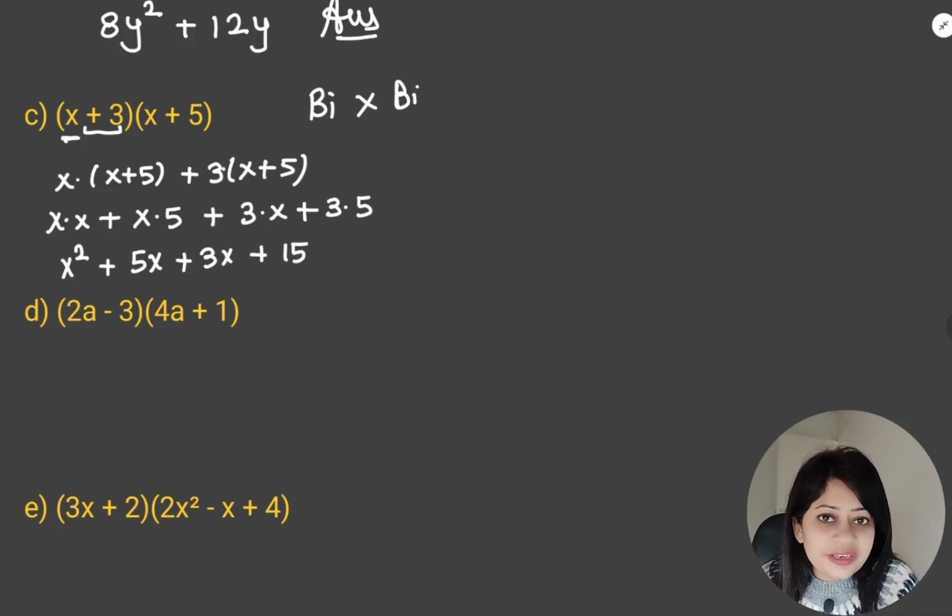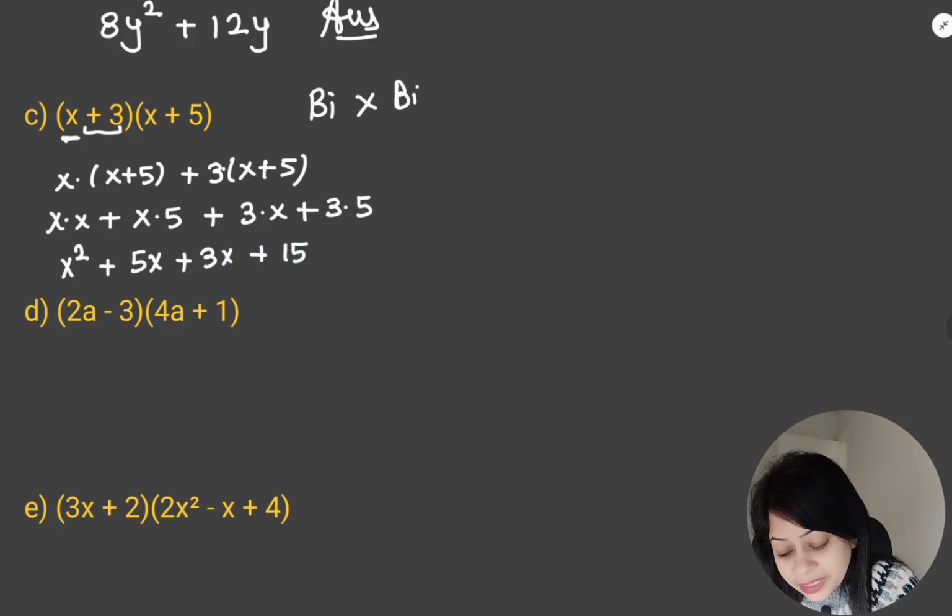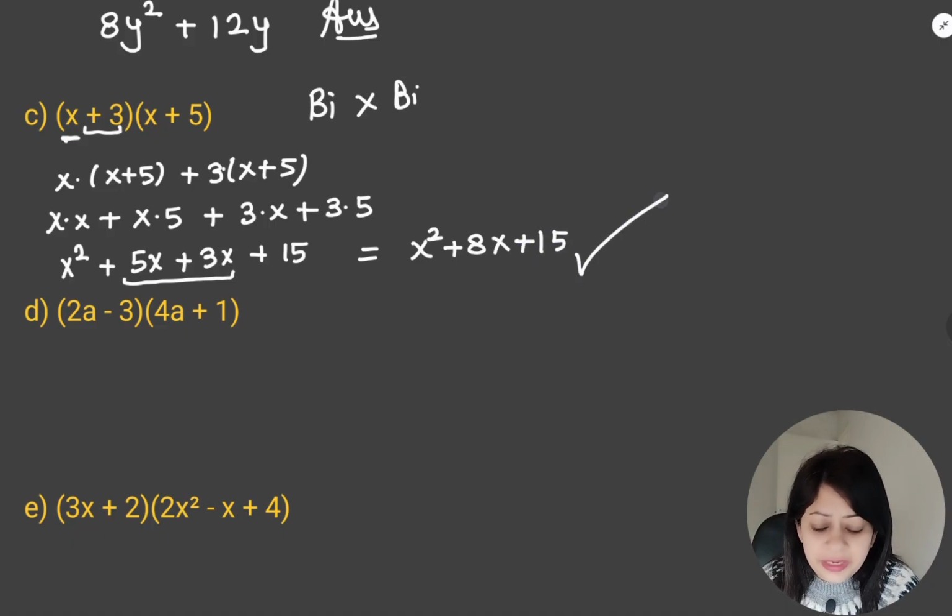Can we solve it further? Yes, because we have like terms here. So it will become x square plus 5 plus 3, 8x, plus 15. So this is our answer, right?